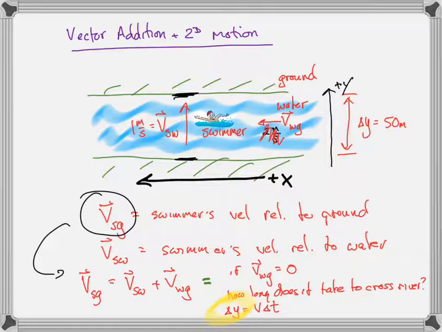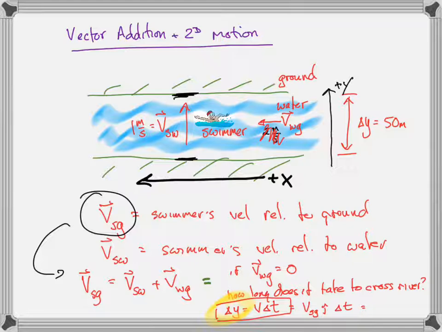So we can go ahead and plug in that this is v of the swimmer relative to the ground in the y direction times delta t. Because delta y is in the y direction, right? So the velocity of the swimmer relative to the ground has to be in the y direction. Otherwise, this vector equation doesn't work. This is a vector equation. In this case, the swimmer is swimming in the y direction at 1 meter per second.